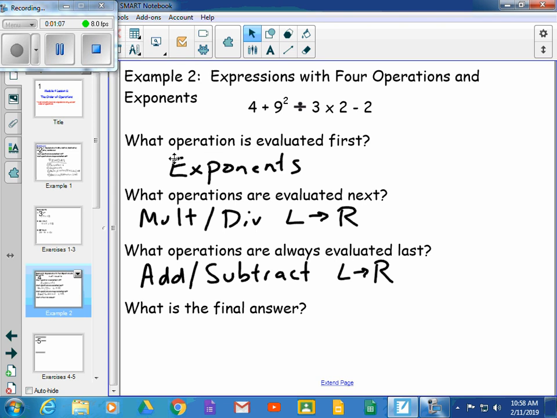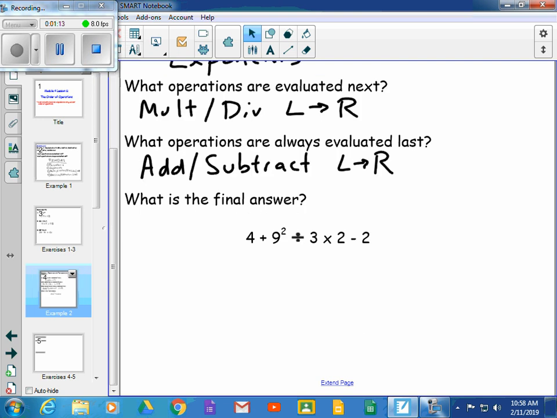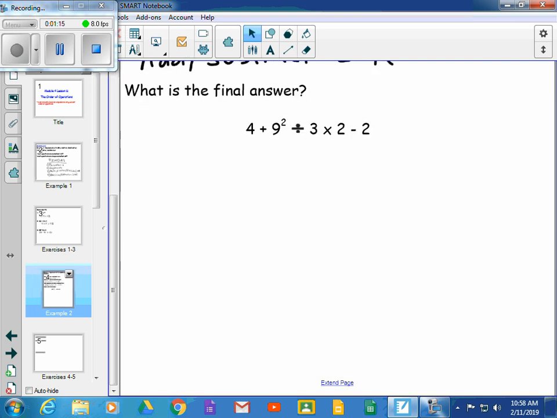So, you've got a little bit of space, or if you feel like you need to rewrite it, feel free to do so. Well, I want to see all the steps. I want to see step by step what you evaluated first, what you evaluated next, and so on and so forth. So we said we're going to do the exponents first.